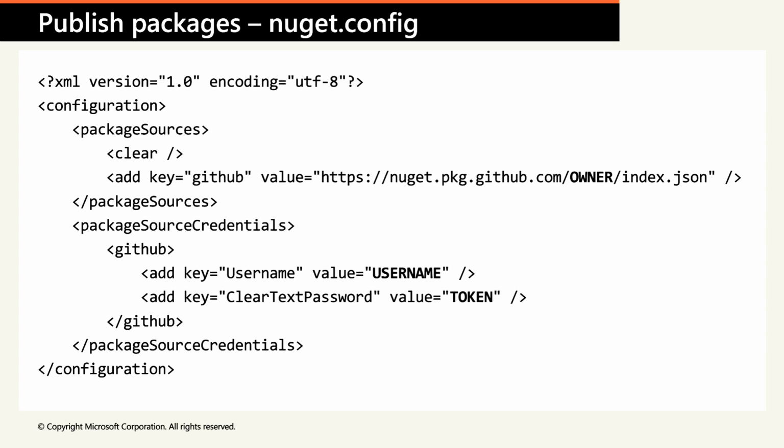In the example, the package sources section lists GitHub as a source, pointing to the registry URL for the organization or user. The package source credentials section securely stores your GitHub username and personal access token, which acts as a password for authentication. This setup ensures that only authorized users can publish packages, keeping your code safe and traceable.